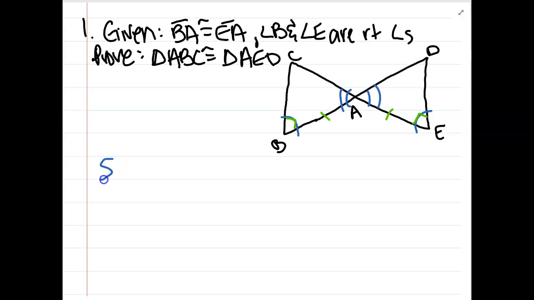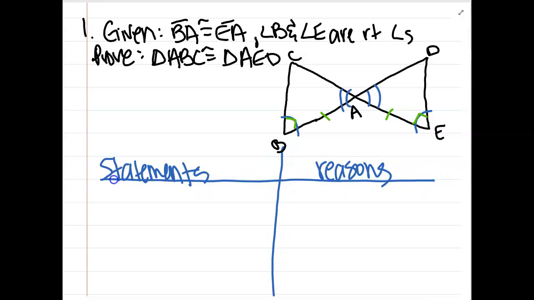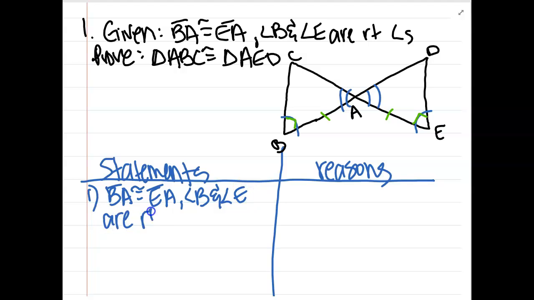So let's set up our proof. Let's do our statements and our reasons. Okay, first statement, side BA is congruent to side EA. Angle B and angle E are right angles.